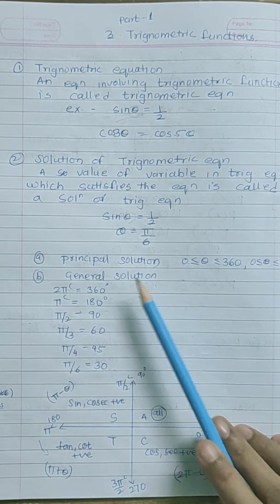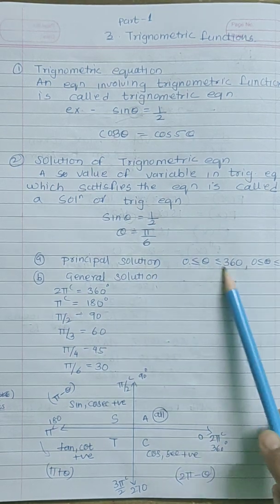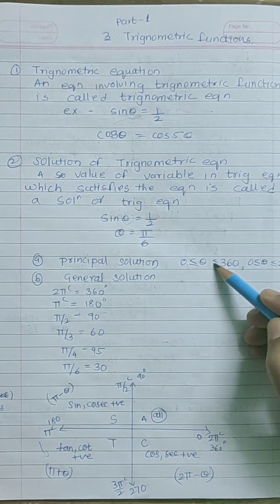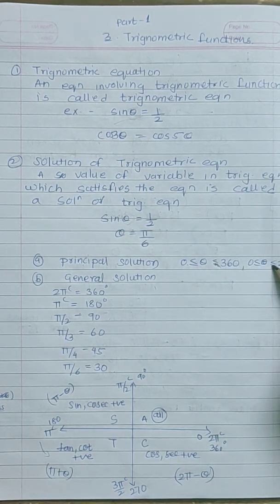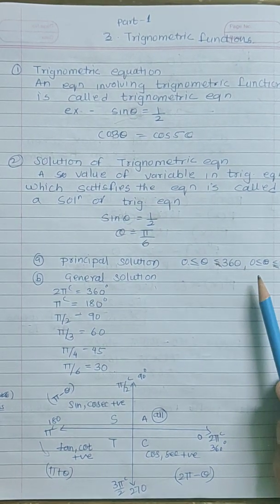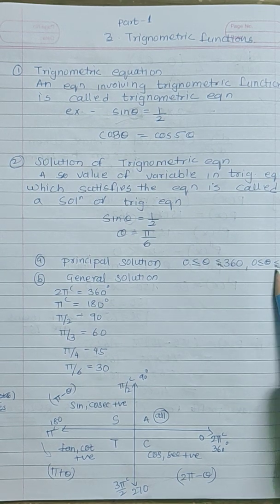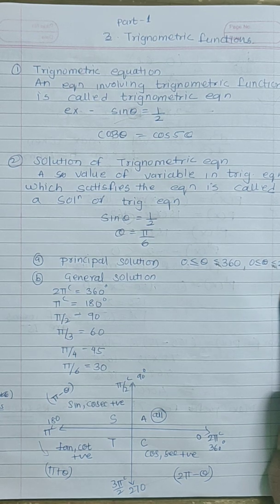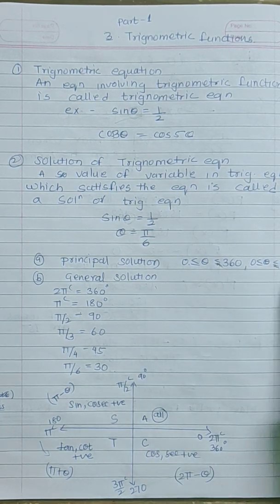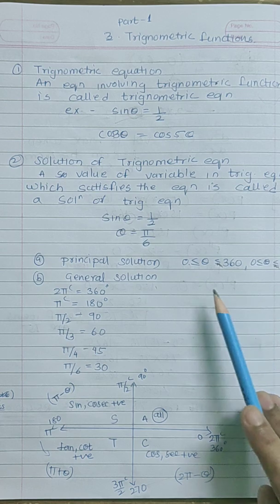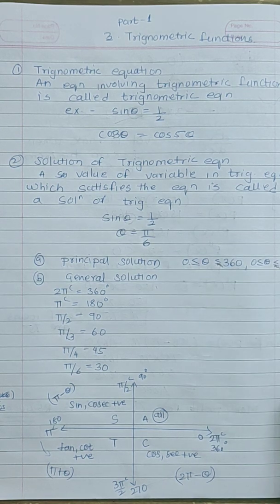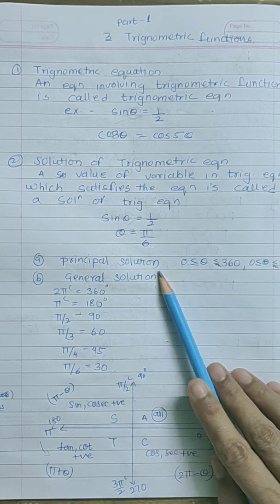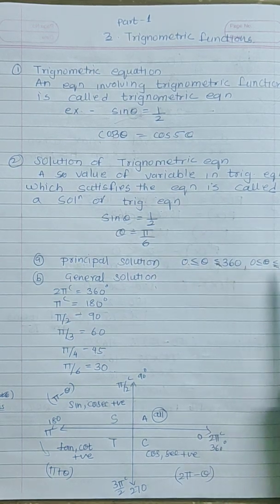So principal solution means the solution which lies between 0 to 360 degrees, or 0 to 2 pi radians, is called the principal solution. And for the general solution, the solution can be more than 360, and there are many formulas for that, which we'll see afterwards. First we will see how to find the principal solution of the trigonometric equation.